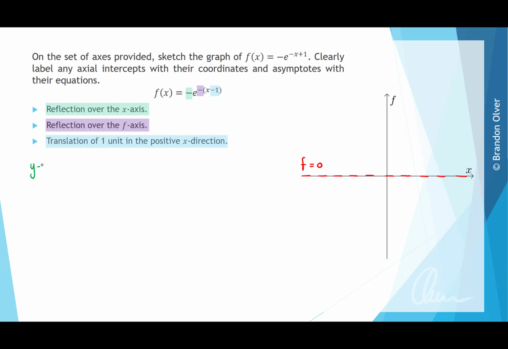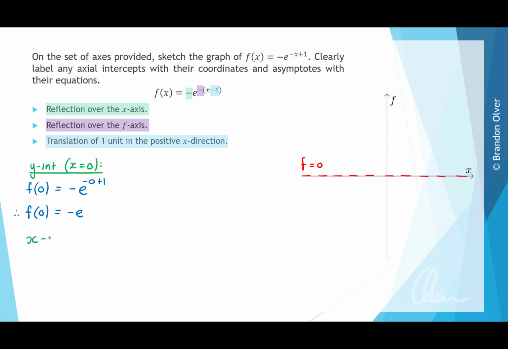So the y-intercept occurs when x equals 0. So this will give us f of 0 is equal to negative e to the power of negative 0 plus 1. Therefore, we can simplify that down to be f of 0 is equal to negative e to the power of just 1, which is negative e.